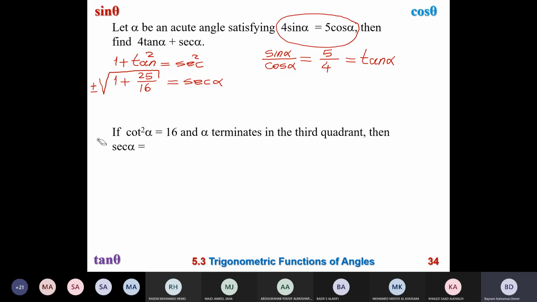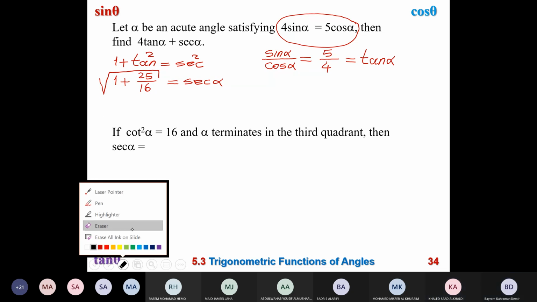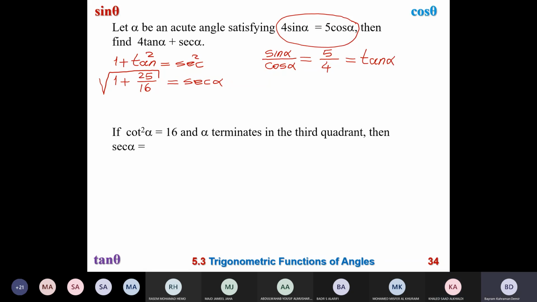Why did I choose positive here? Because alpha is an acute angle, a small angle in the third quadrant, right? So secant should be positive, of course. So I need to choose the positive one. Yes. Okay. So can anybody calculate this one?